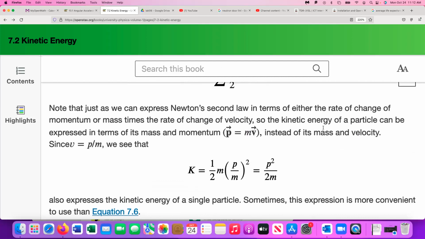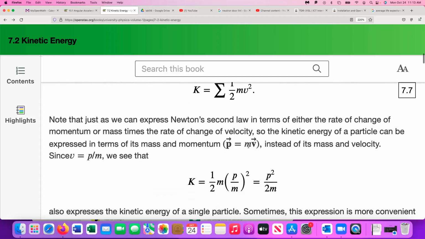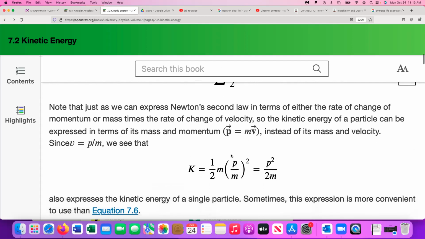Earlier we learned about momentum being related to Newton's second law. And it's also true here. Momentum is equal to the mass times the velocity vector. And it turns out that if you take 1/2 times mass times the momentum squared over mass, you get momentum squared over 2m. And that actually is the same as 1/2 mv squared. And that's totally fine.